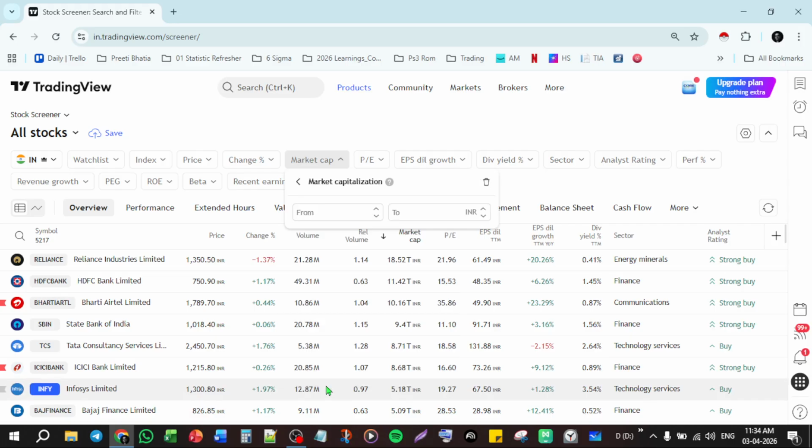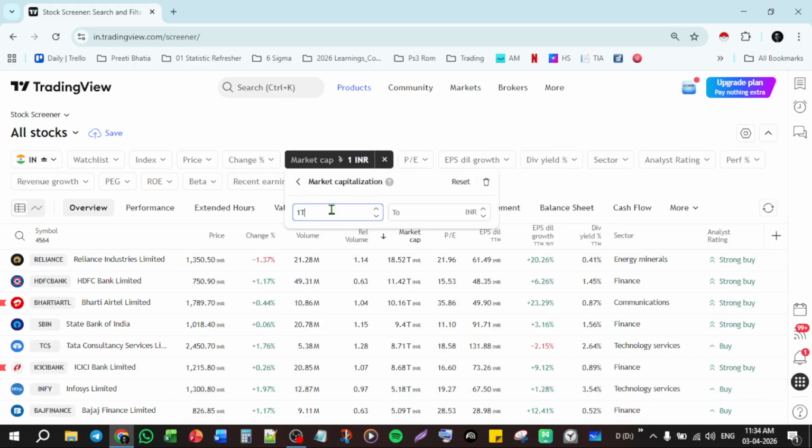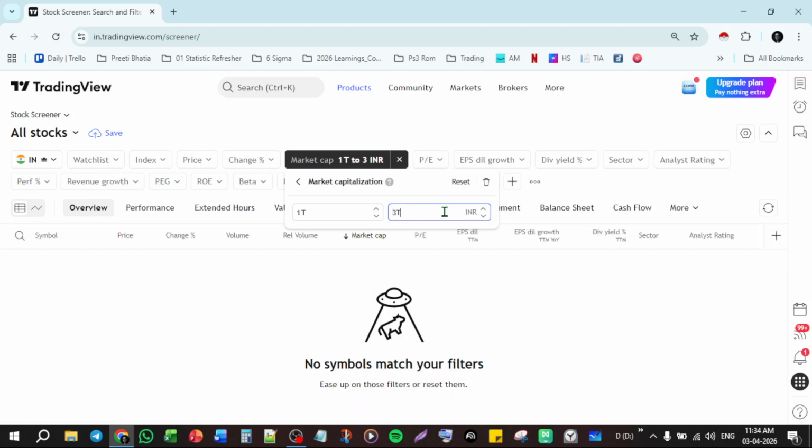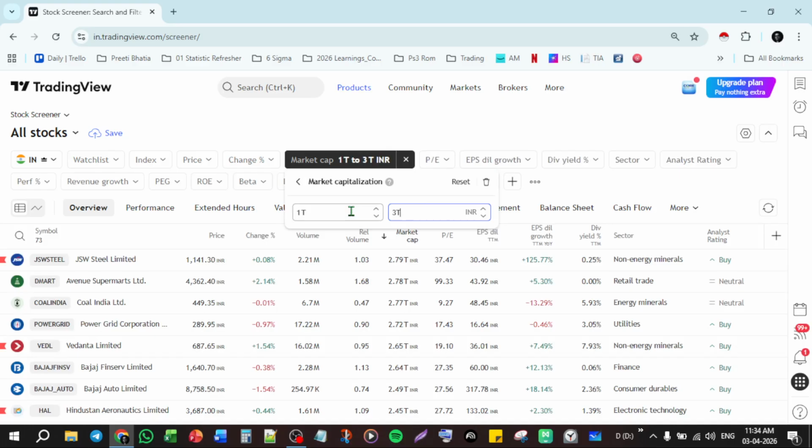So you go to the filter setup and over here you say 1 trillion. Straight away, what you're saying is I am interested in 1 trillion. You can also put a second value like 3T, so it will only show you between 1 trillion and 3 trillion like that.